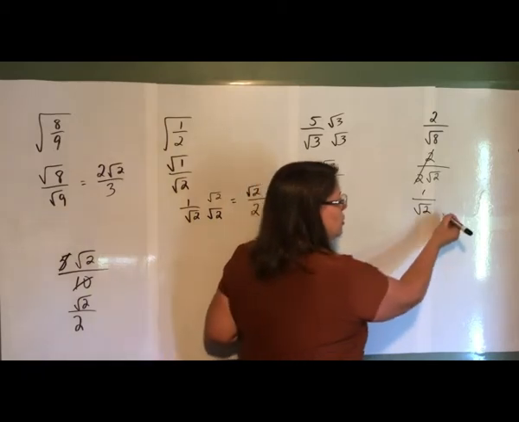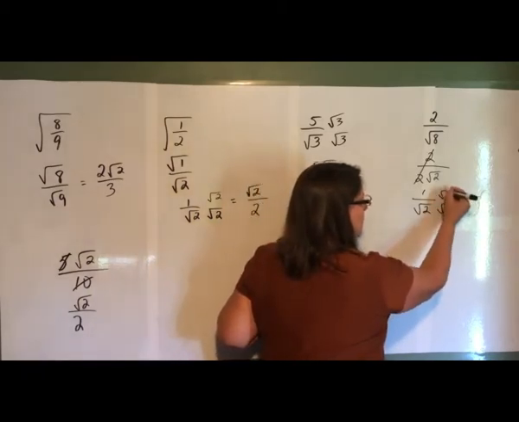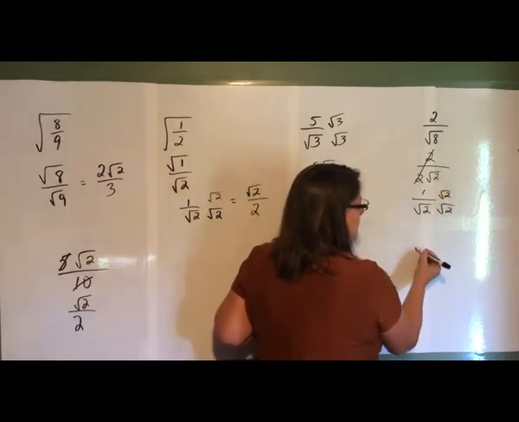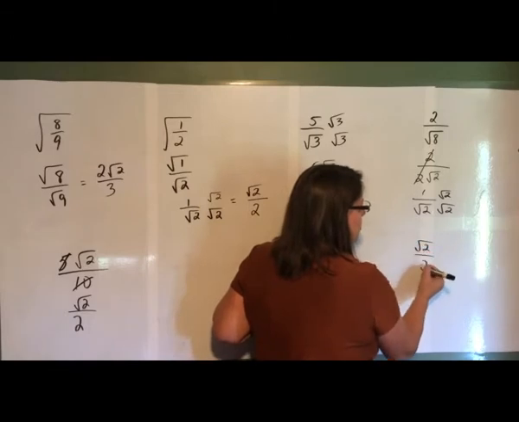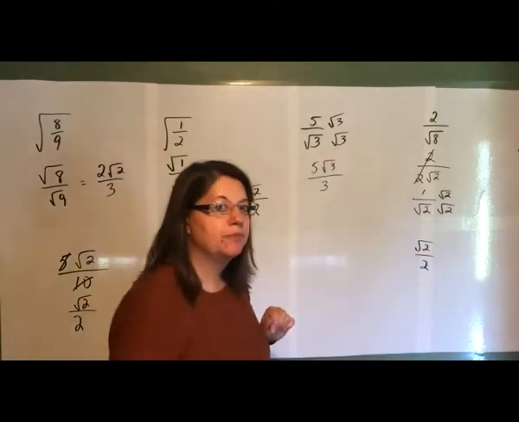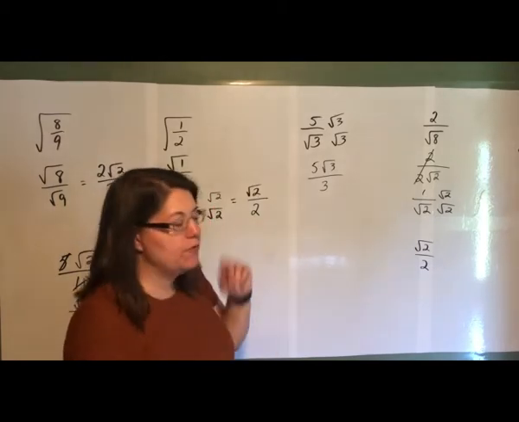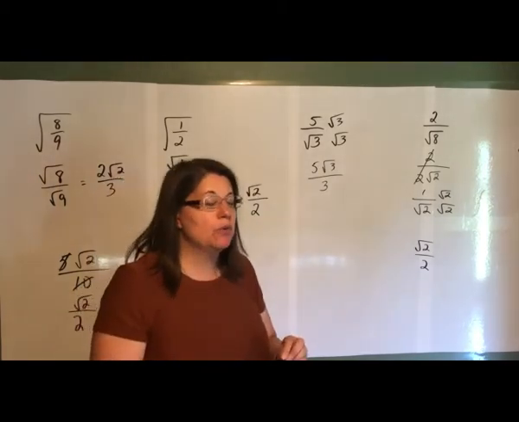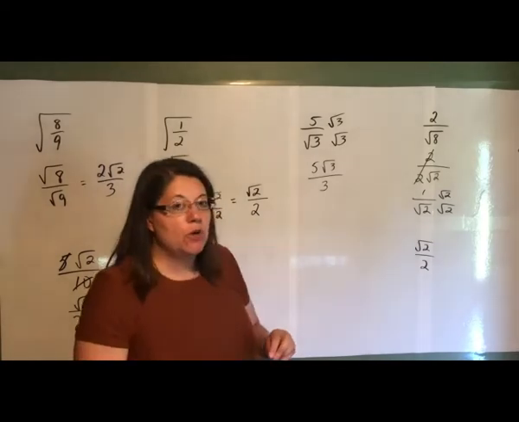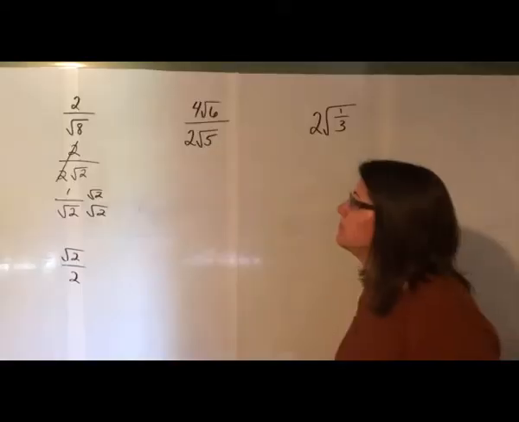And then I'm going to multiply by the square root of 2 on the top and bottom, leaving me with the square root of 2 over 2. Okay? So that is rationalizing the denominator. Let's do a few more examples, and then we'll get into rationalizing denominators with something other than a square root.